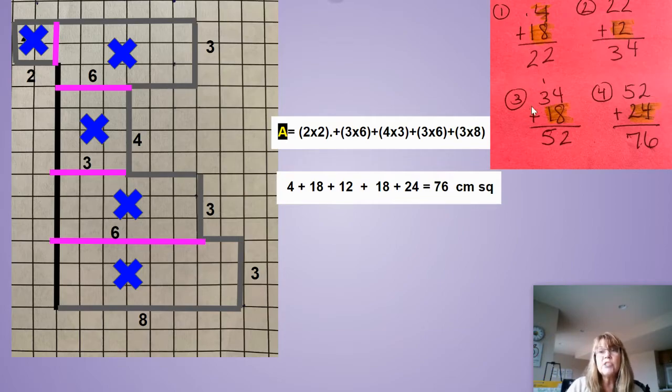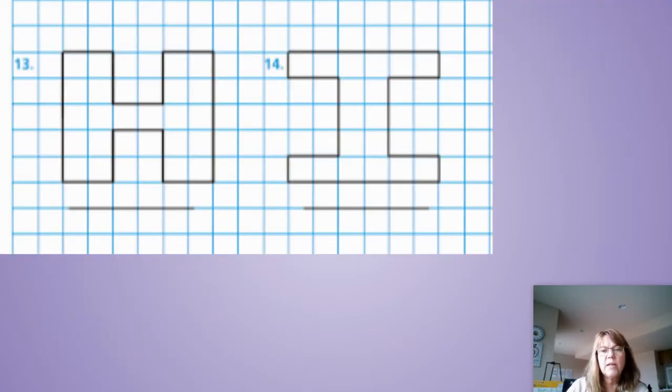I highly suggest you use a scrap of paper when you're doing more than a couple equations. Don't try to do everything mentally. That's where we make mistakes, especially when there's so many numbers involved. There's nothing wrong with using the scrap piece of paper just like I did. All right, so we're going to look at page 329, numbers 13 and 14.